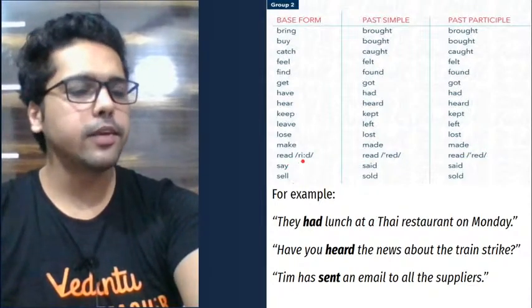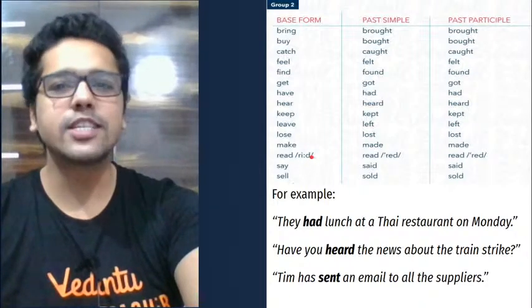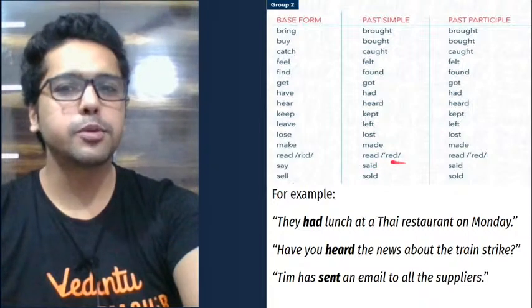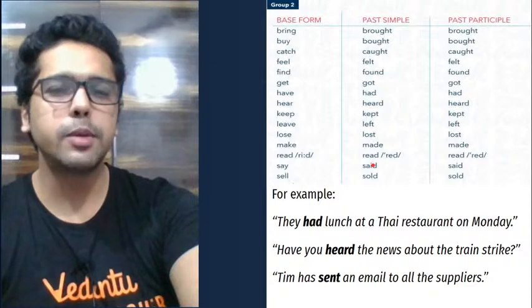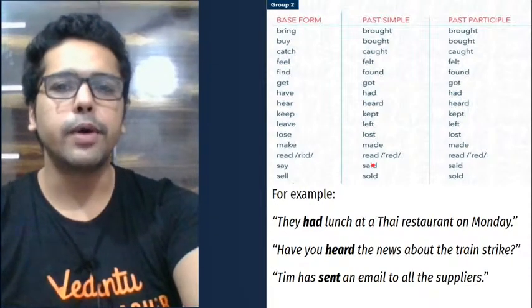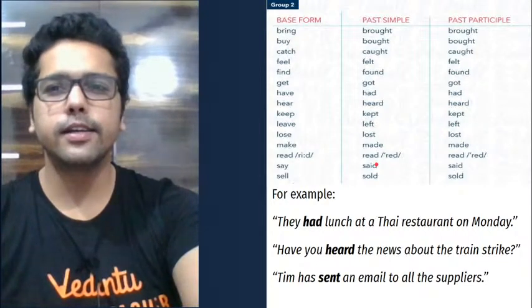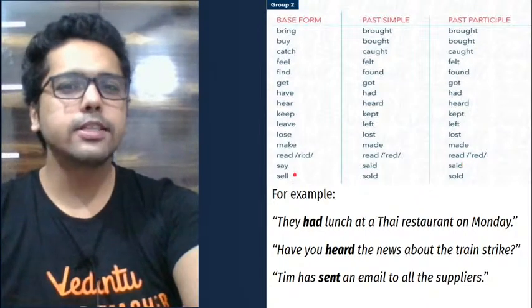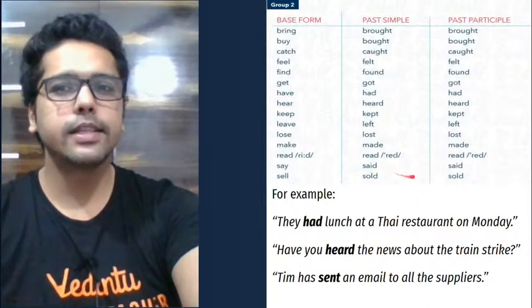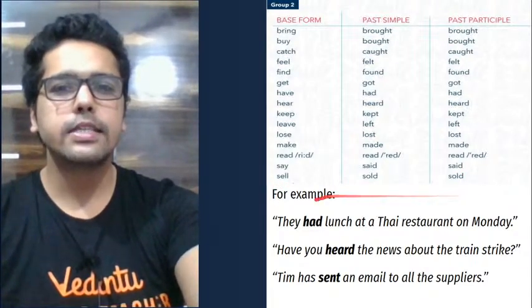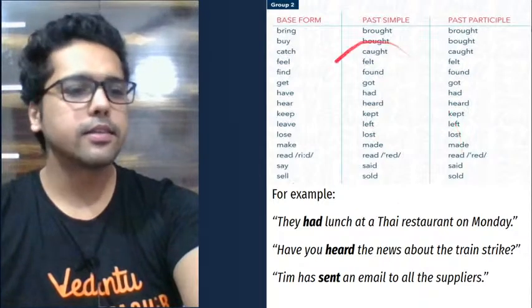This is what you were talking about, Preeti. You see, your question has the answer here. So read, and the simple past tense is read. It is pronounced as red. The spelling remains the same, R-E-A-D, but it is pronounced as we pronounce the color red. This is something we all know. I read a book today. I read a book yesterday. So read becomes read, and the past participle also is read. And look at the second last one. Say becomes said, and then said. Last one, sell, sold. Same with send, sent.